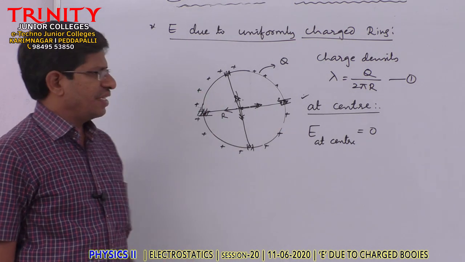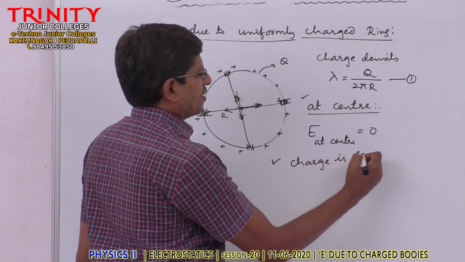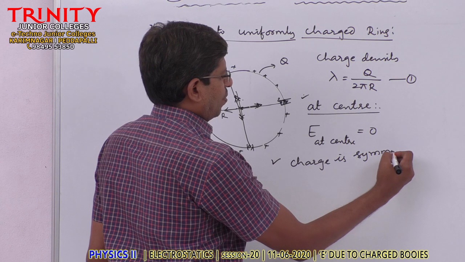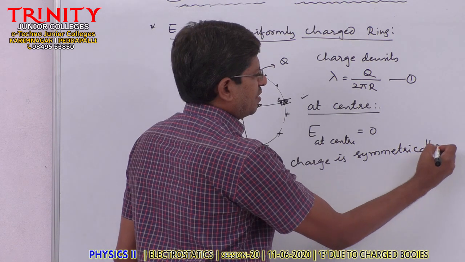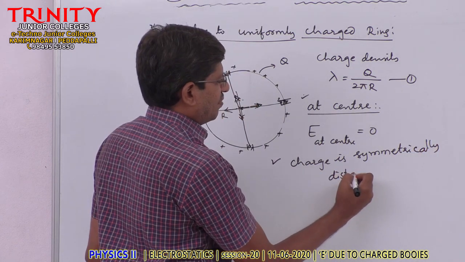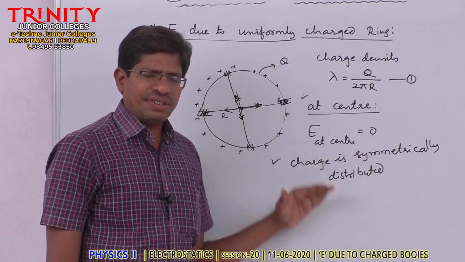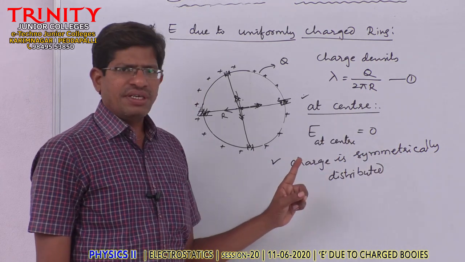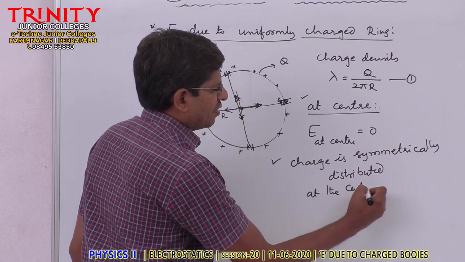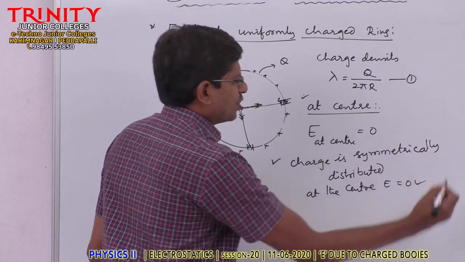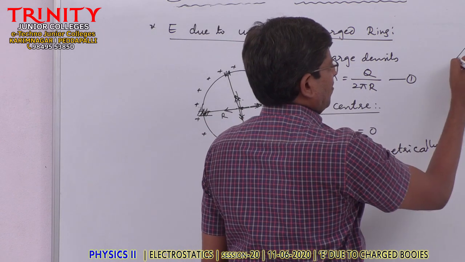The one point here is, you have to understand the charge is symmetrically distributed. Take a note of this. Not only in this case, I will give you some more examples. Whenever the charge is symmetrically distributed, at the center of symmetry, the intensity will generally be 0. For example, this is an equilateral triangle.